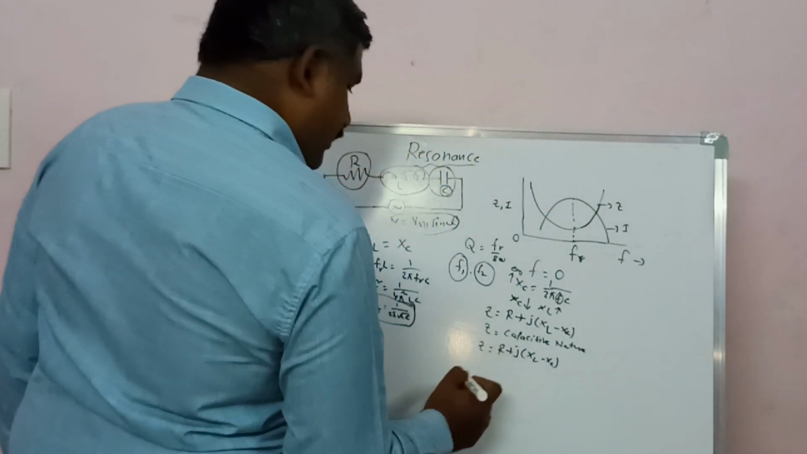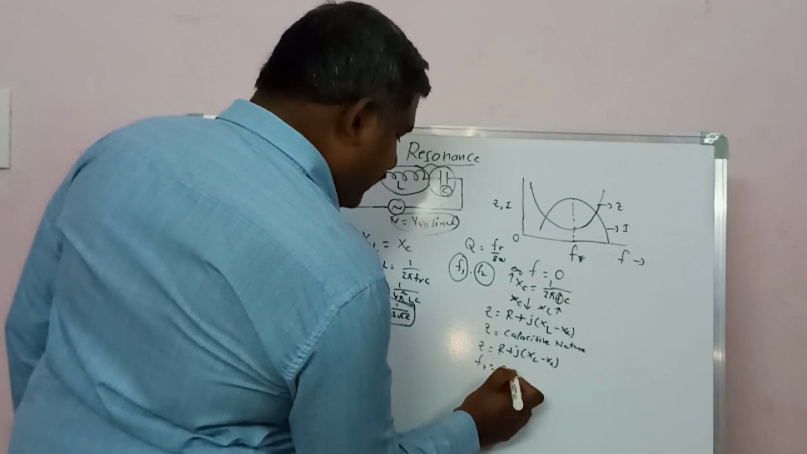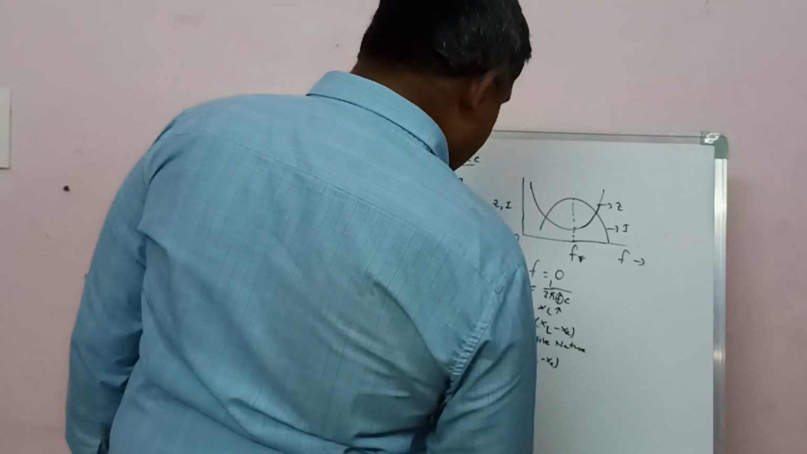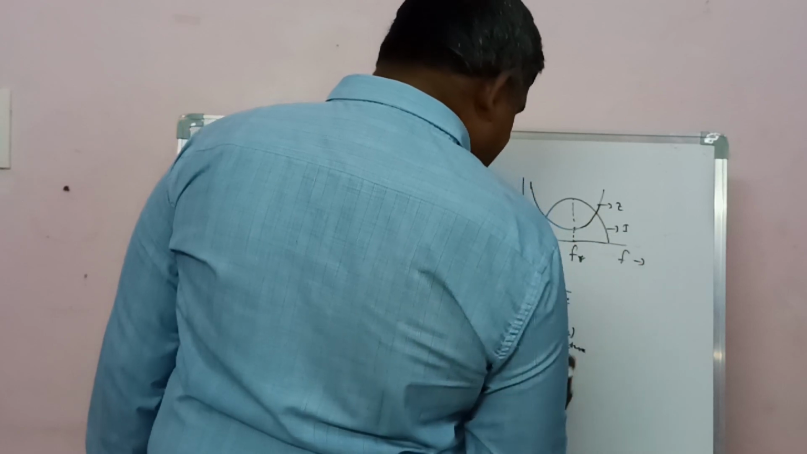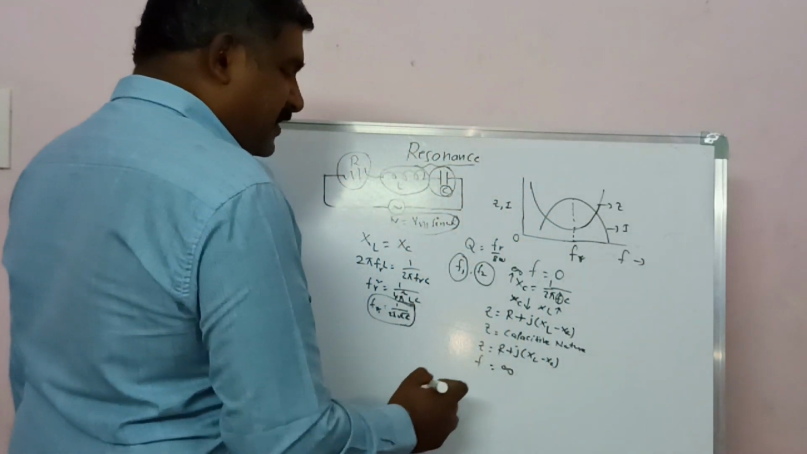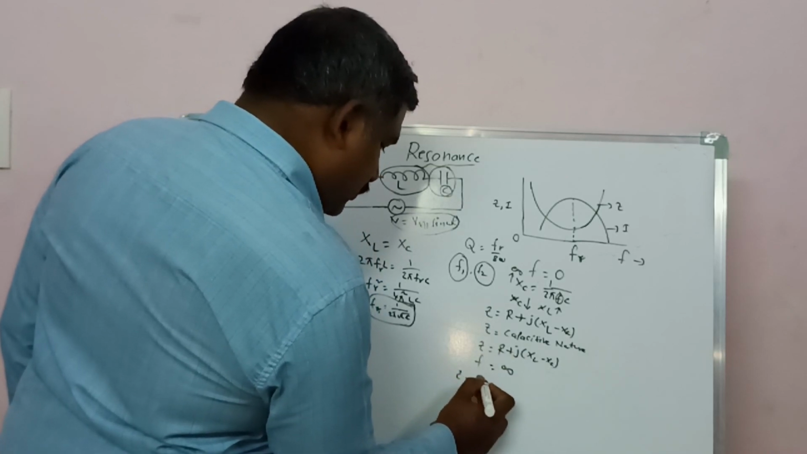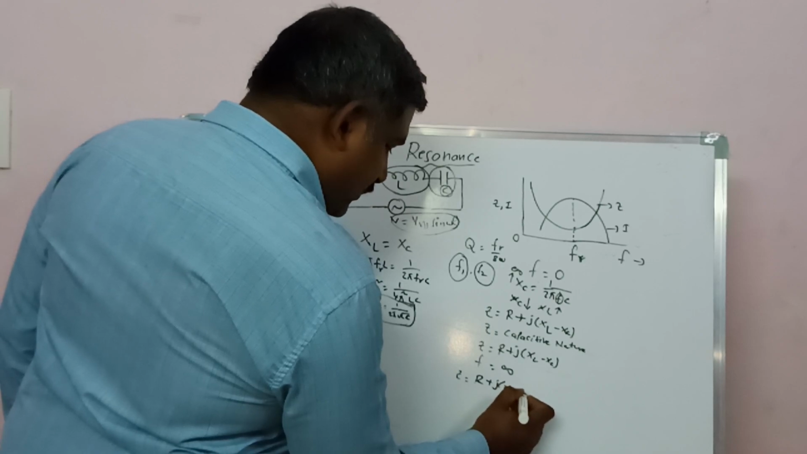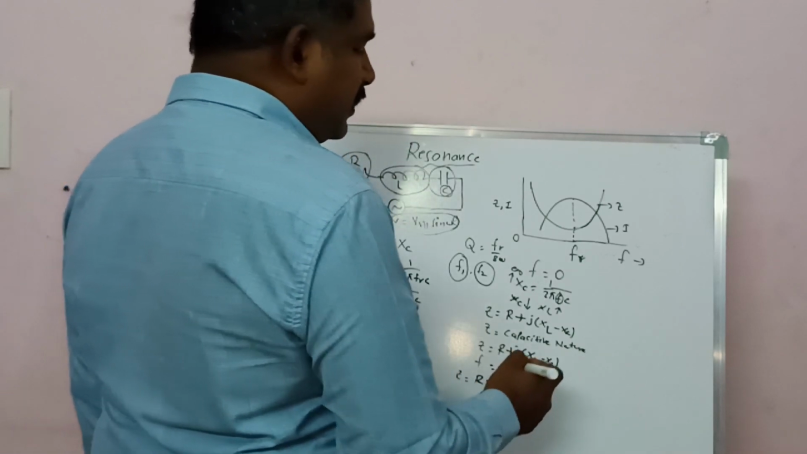And when frequency F is equal to infinity, in such cases Z is equal to R plus j into XL minus XC, and the XC value will become 0, because XC is equal to 1 by 2 pi FC.